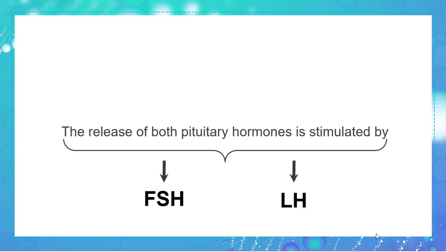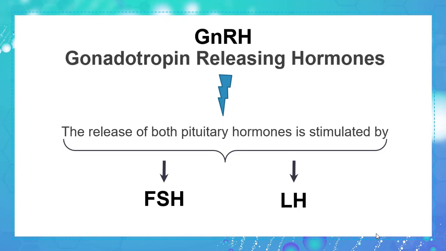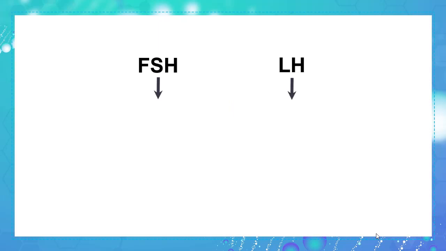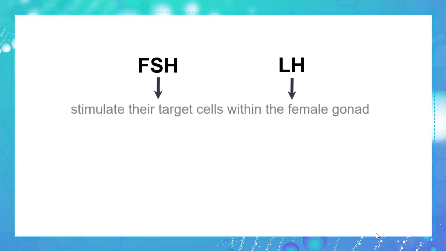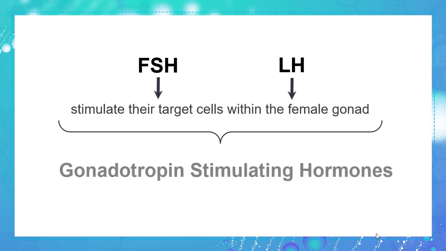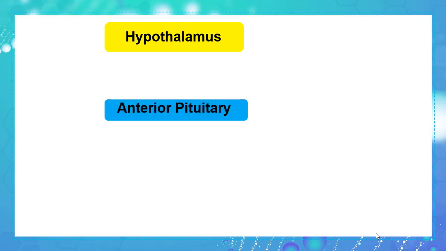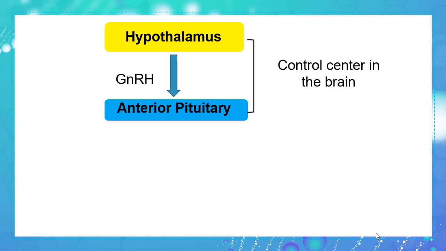The secretion of both pituitary hormones FSH and LH is stimulated by GnRH secreted by the hypothalamus. GnRH is called gonadotropin releasing hormone since it causes the release of pituitary hormones. Since both pituitary hormones FSH and LH stimulate their target cells in the female gonads, they are both called gonadotropin stimulating hormones. And so, the hypothalamus and the pituitary together make the control center in the brain. Hypothalamus stimulates the anterior pituitary by pulsatile secretions of GnRH.